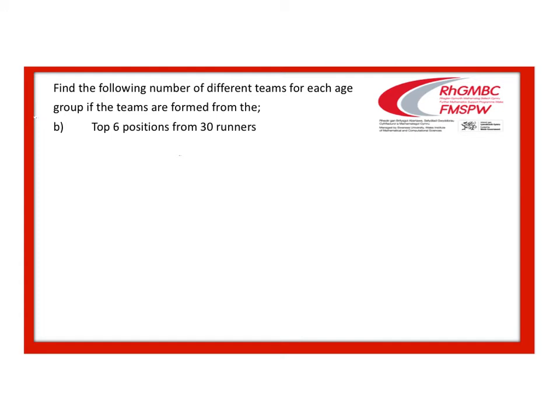So this problem is very similar to the previous one. This time we want to do the top 6 positions from 30 runners. So I'm going to build it up using first principles. We know the number of teams. First of all, we can consider how many ways I can organise the 30 runners. I can arrange them 30 factorial ways.